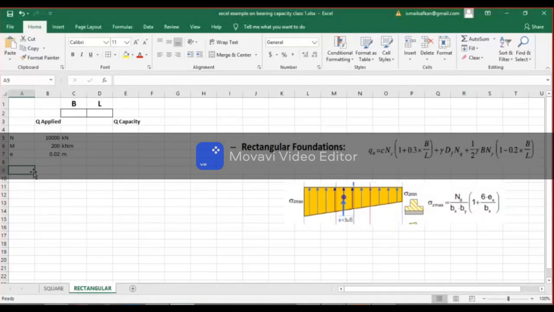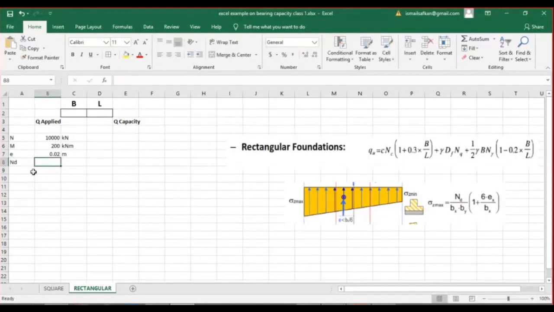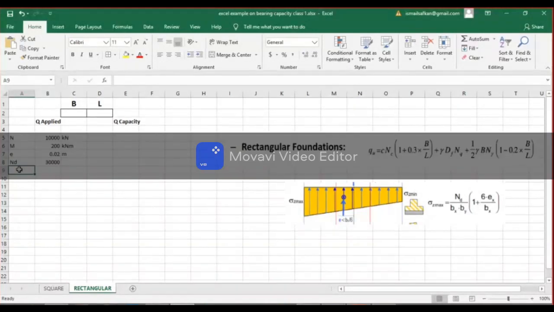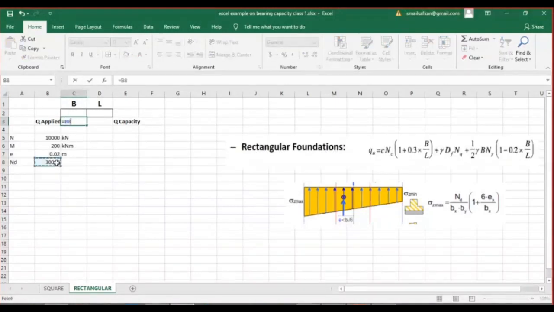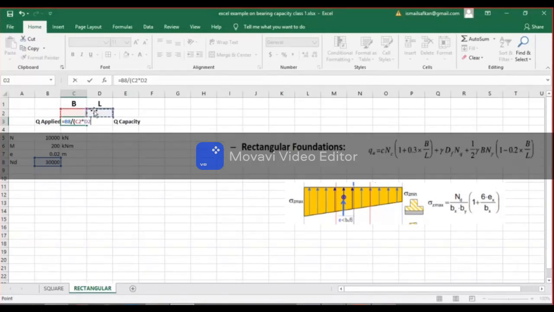Factor of safety 3 times the applied axial force gives the applied stress. Let's write it here so that we can compare. The applied stress will be equal to the design axial force with the safety factor, division with B times L, close the bracket, times, open the bracket. I will zoom in here.